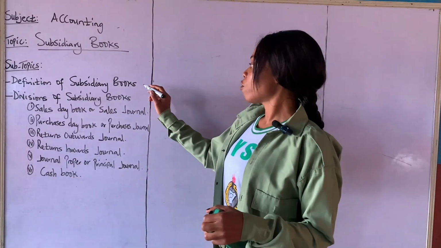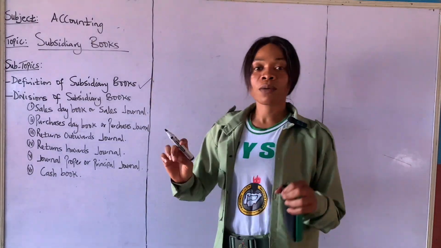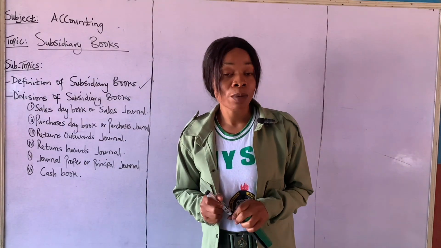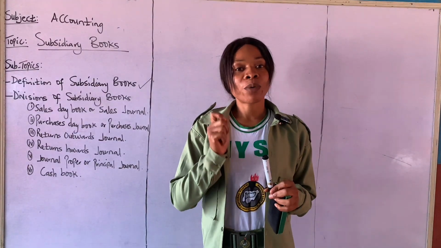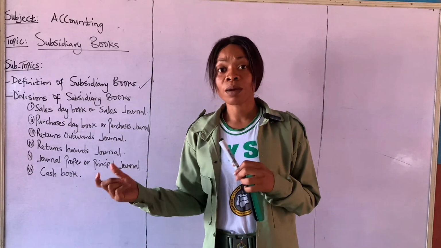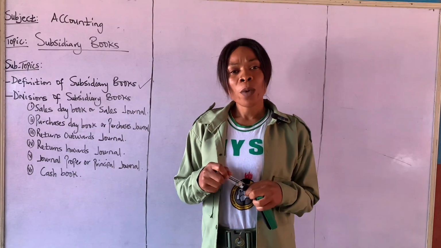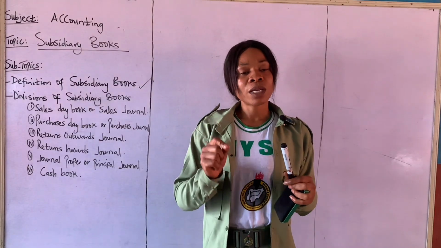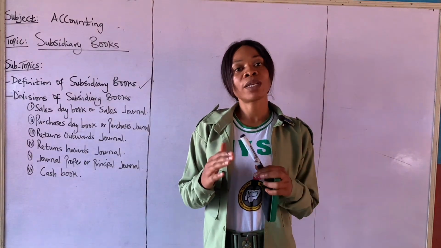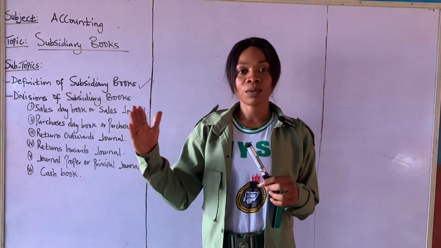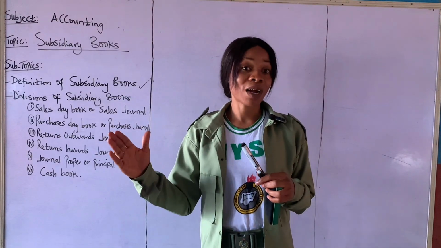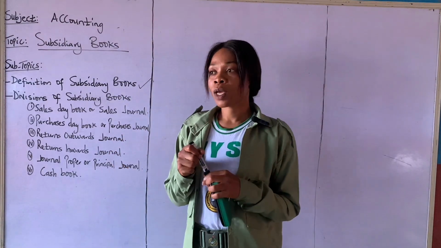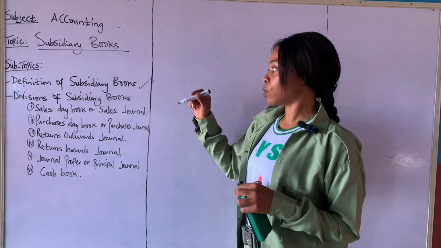So firstly, let's quickly look at the definition of subsidiary books of account. We said that subsidiary books of account are the books of prime entry. You don't call it subsidiary books, you call it prime entry, where all transactions are initially posted before they are transferred to the principal book of accounts, which is the ledger. Is that clear? Okay, that's the definition.